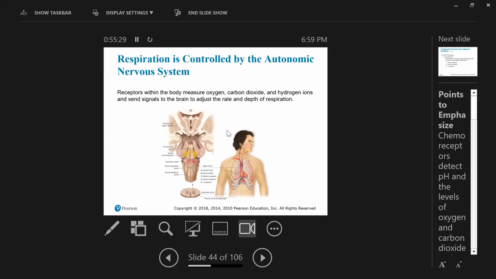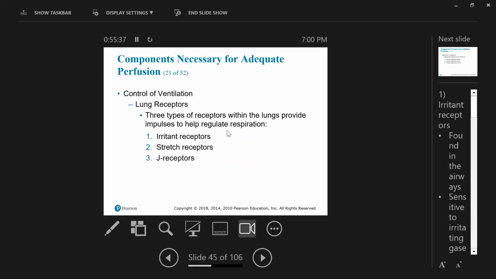These are receptors that you're going to find inside your body that will send signals to the brain to cause you to breathe faster or slower. You have three different types of receptors within the lung that provide impulses to help regulate respirations: the irritant receptors, stretch receptors, and the J receptors.